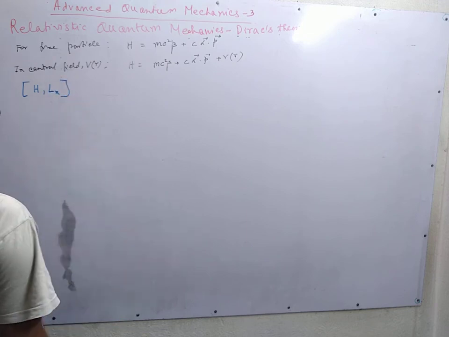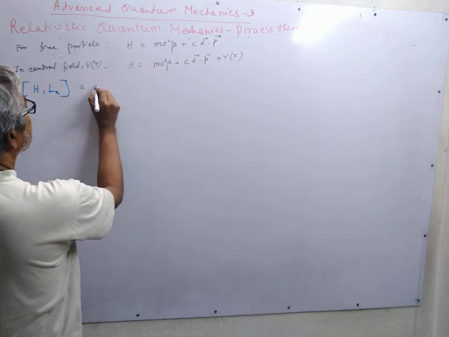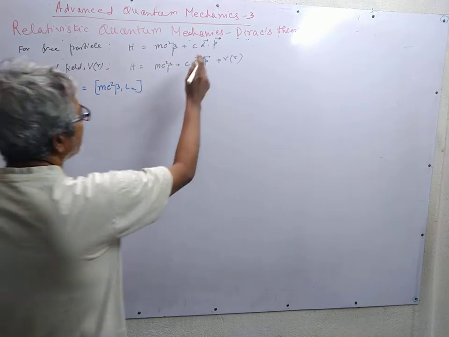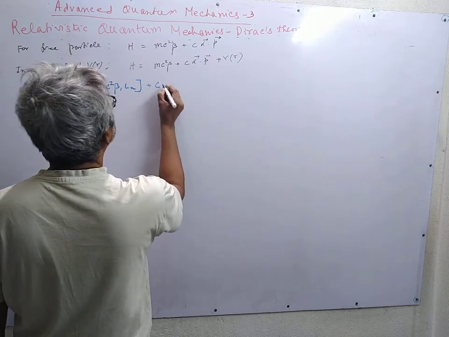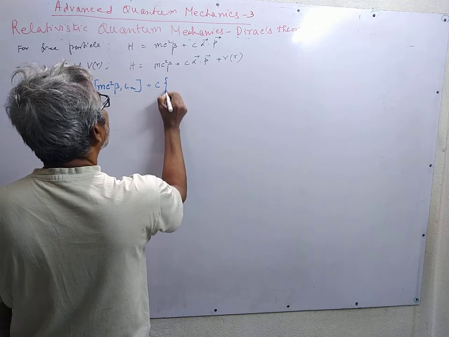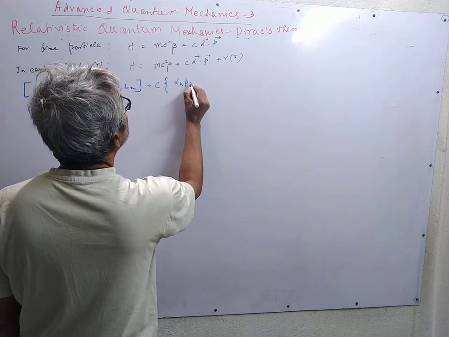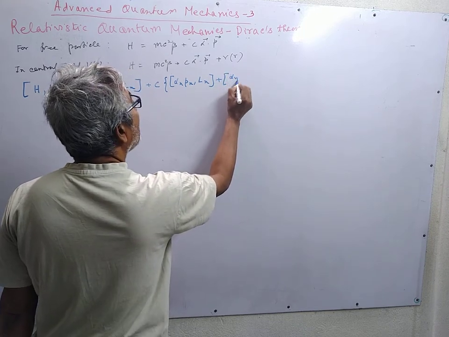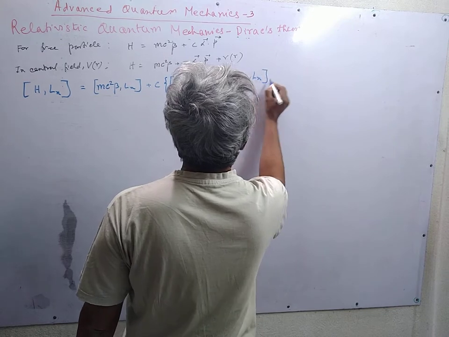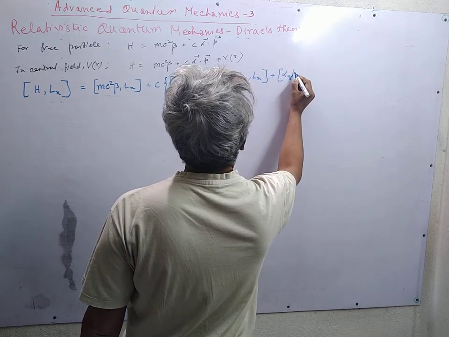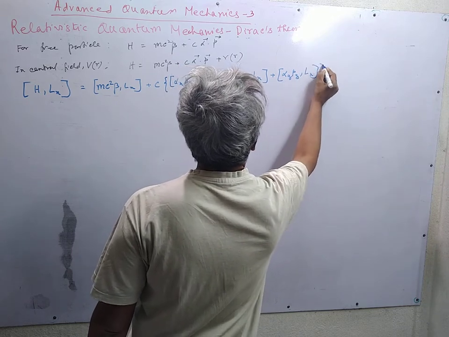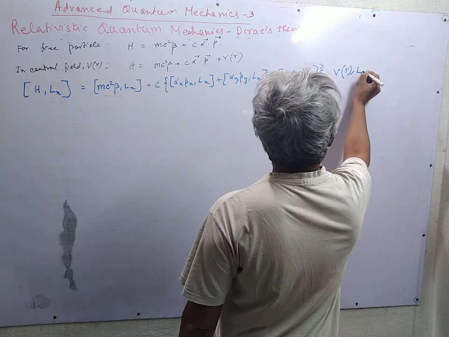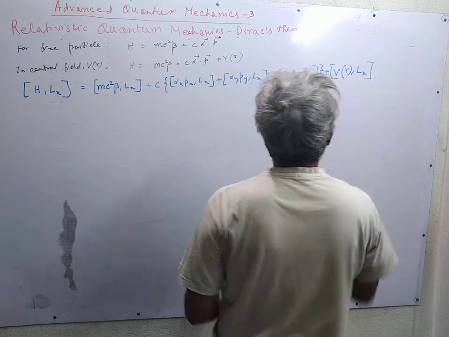So we consider the commutator of H and Lx. We are not writing the hats over the operators. So this is mc squared beta with the commutator Lx, then c times alpha x px Lx commutator, alpha y py Lx commutator, plus alpha z pz Lx commutator, plus V of r Lx commutator. These are the terms in all.